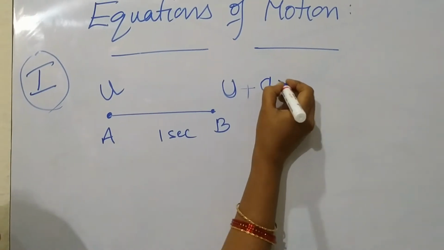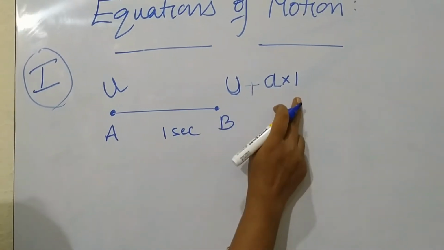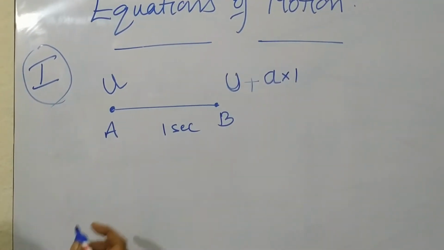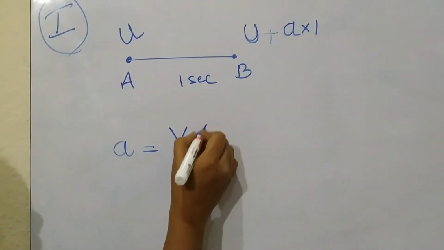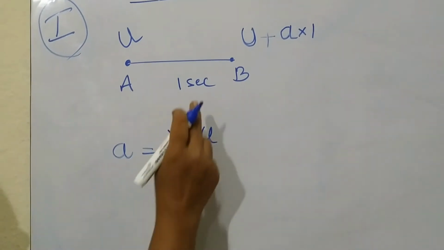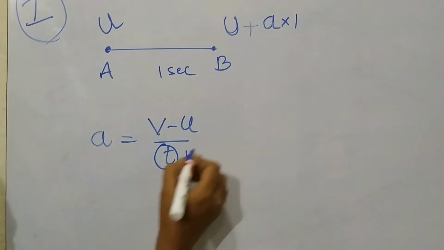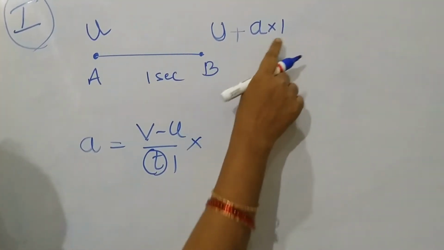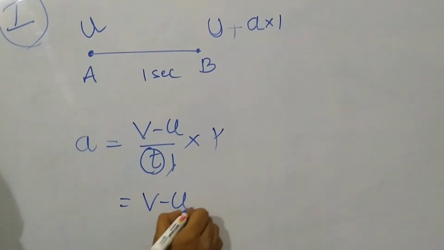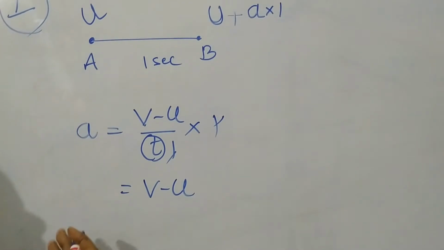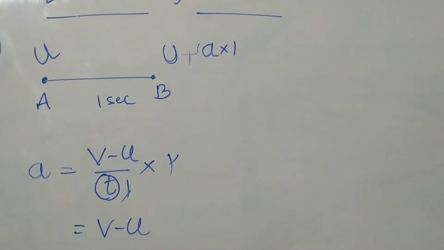Here I am writing a into 1. Here a is the uniform acceleration and 1 is the time interval. Why I am writing this: you know the acceleration formula, a is equal to v minus u by t. Here the time interval is after 1 second, so in place of time interval I am writing 1. This 1 will cancel. So what is remaining? v minus u, which is the change in velocity. That change in velocity we are adding to the initial velocity u.